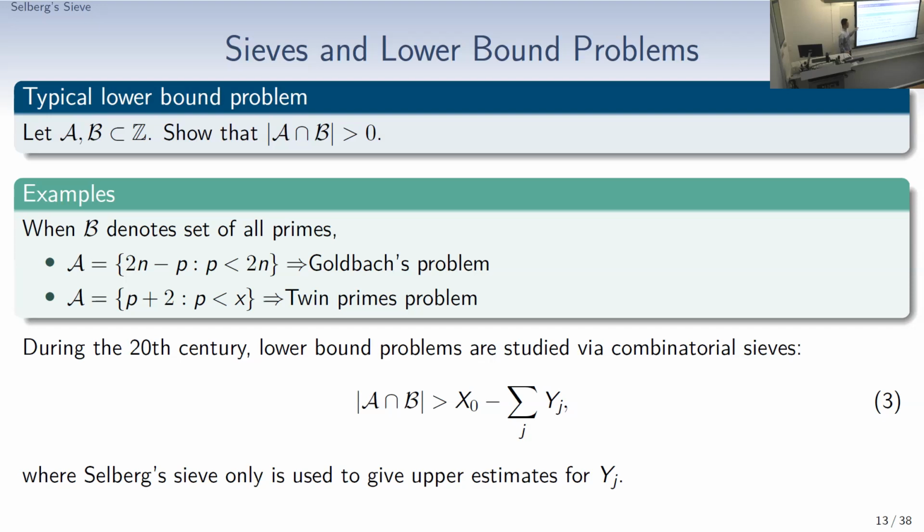So this becomes a lower bound problem, particularly Goldbach's problem. When A is the set characterized by p + 2, where p less than x is a prime number, then the intersection of A and B will be the set of twin primes less than x. And if the intersection is going to increase with respect to x, then we can obtain that there are infinitely many twin primes. So this lower bound problem corresponds to the twin prime conjecture.